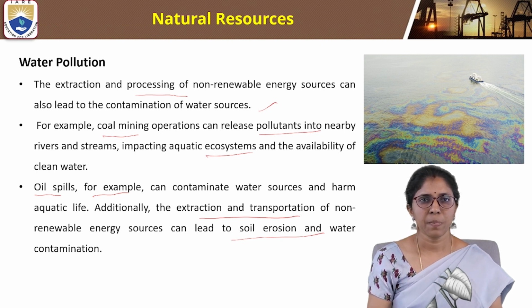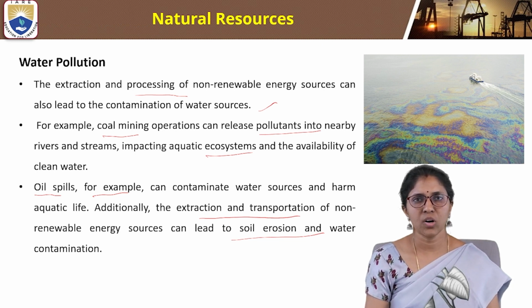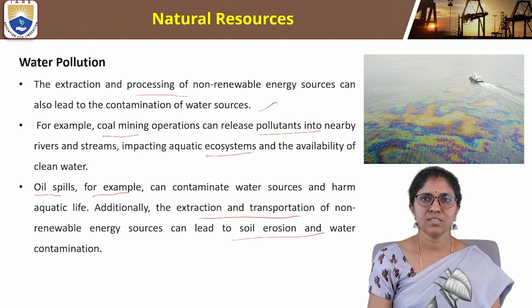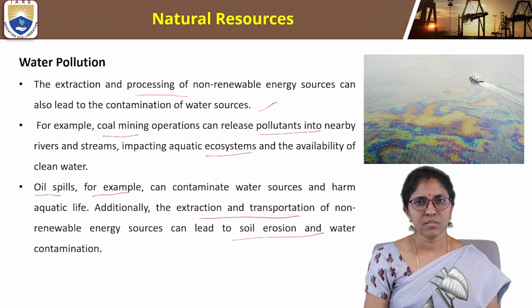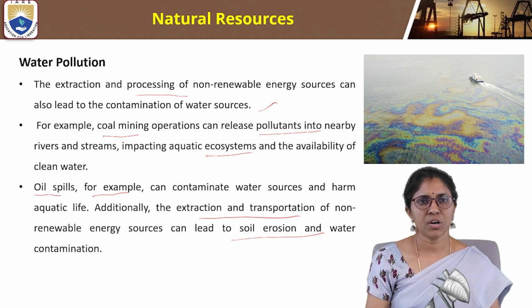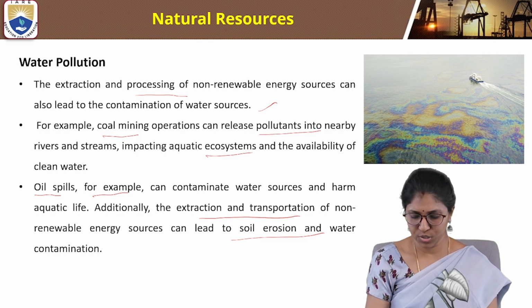So oil spills and coal mining operations can release pollutants into nearby streams and rivers. This can cause soil erosion and water contamination, that is, soil pollution and also water pollution.